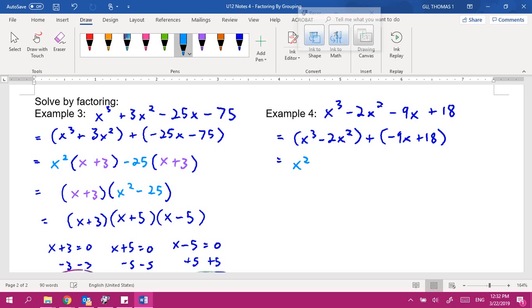x squared. x squared times x minus 2. Very good. And in the second group, negative 9. Negative 9. That's right. x minus 2. Both of them, yeah, both of them divide. And they both need to be the same.